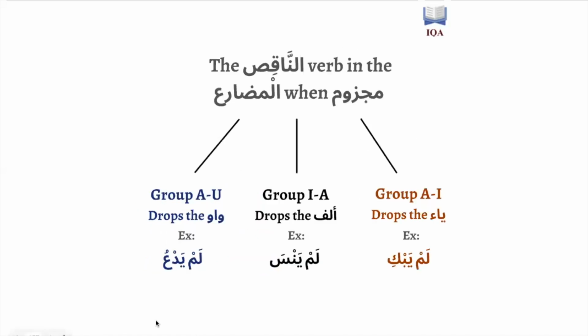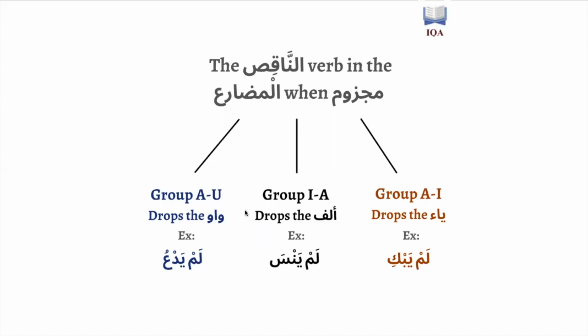So the dropping of the waw in group AU, so yad'u becomes lam yad'u. And the dropping of the alif in group EA, so yansa became lam yansa, we dropped the alif. And the dropping of the kasra, or the dropping of the ya, in the group AE, yabaki became lam yabaki. So the naqis verb in the mudara when majzumun for group AU is going to function like this, for group EA is going to function like this, and for group AE is going to function like this.